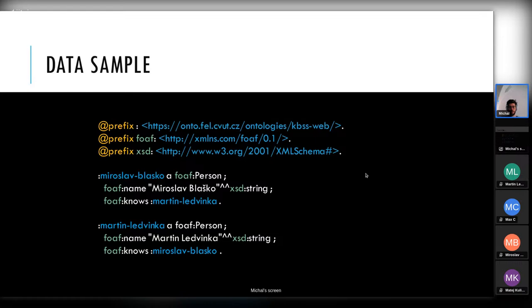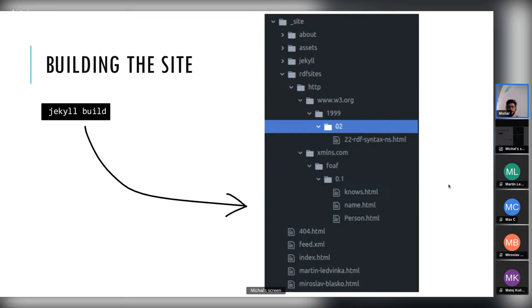So how to build the site? If we have everything set up, we just call the jekyll build command. The jekyll build command compiles all the data, and it creates this site folder, which includes all of the data. It includes everything you need to serve the page, including some CSS styles, assets, pictures, everything. And right here you see that for every resource which is present in the RDF data, an HTML file has been created. So we have martinmedvinka.html and miroslavblažek.html.